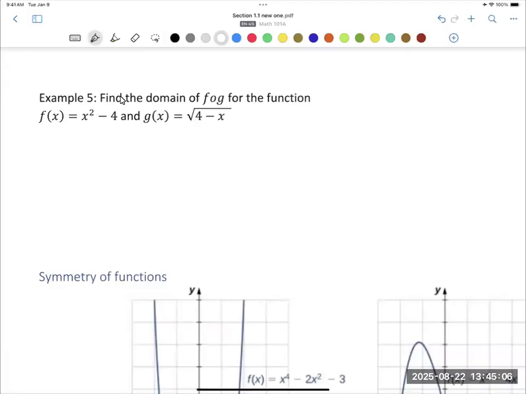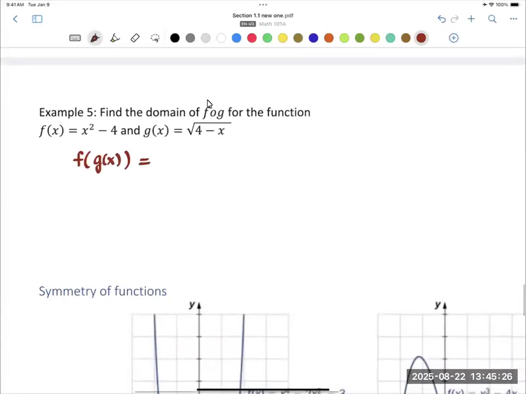Now let's take a look at this example. We want to find the domain of f of g for the function f of x equals x squared minus 4 and g of x equals the square root of 4 minus x. Okay, domain of f of g means the domain of f of g of x.